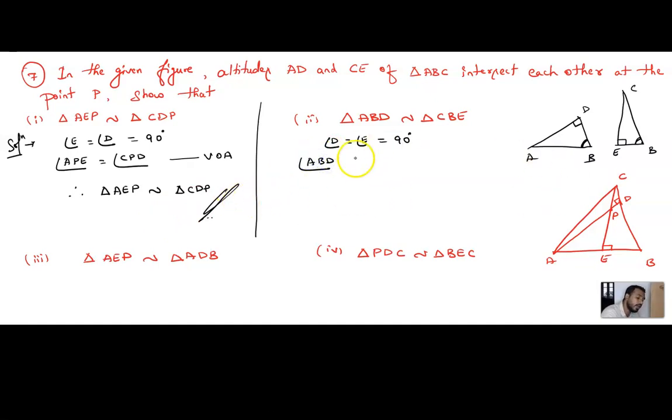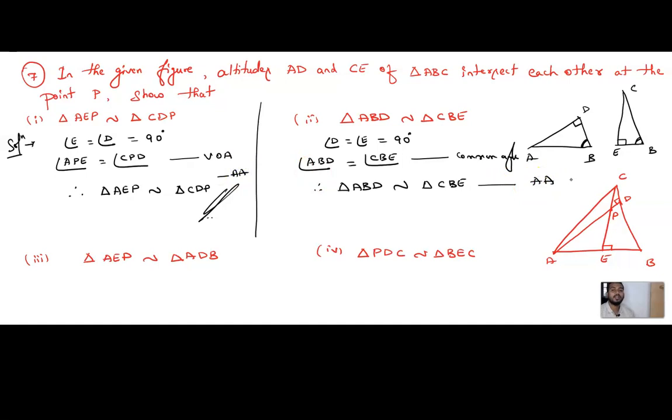So we can say that in triangle ABD, angle ABD is equal to angle CBE. Can we say, children, angle B is equal to angle B? That's nothing but the common angle. Therefore triangle ABD is similar to triangle CBE. What is the reason? A similarity criteria. Is this clear?